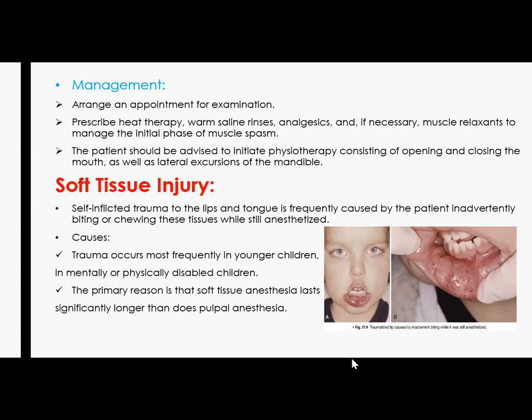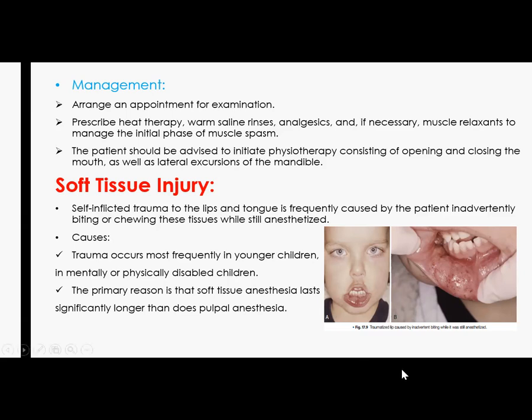This complication can be avoided by educating the patient, telling them that, see, you have had an inferior alveolar nerve block anesthesia for the lower molar extraction. After the anesthesia is over, almost up to 2 hours, you'll still have the numbness. And if you bite your tongue or lips, you will not feel any pain. So try not to do it. If you try doing it, then you will end up having severe soft tissue injury. This is how you educate the patient.